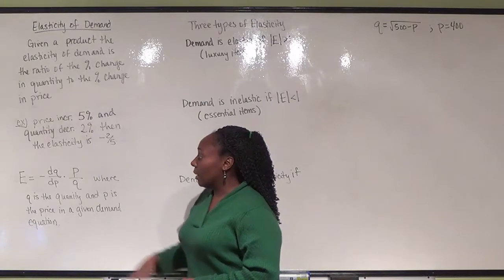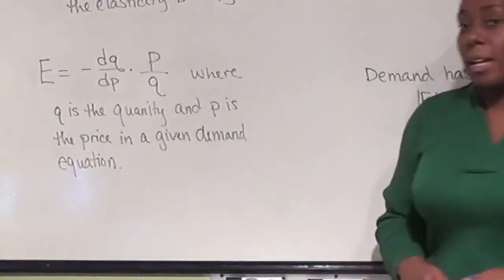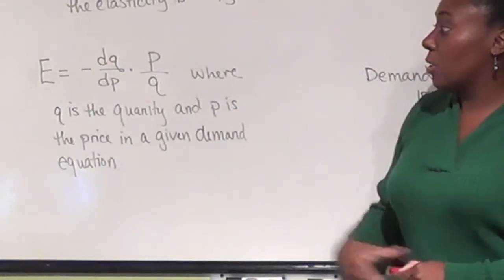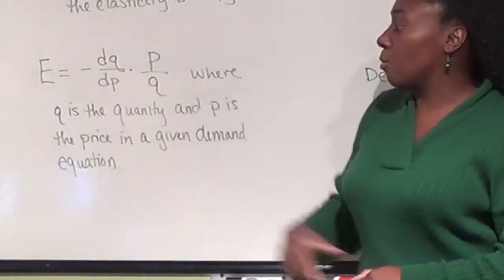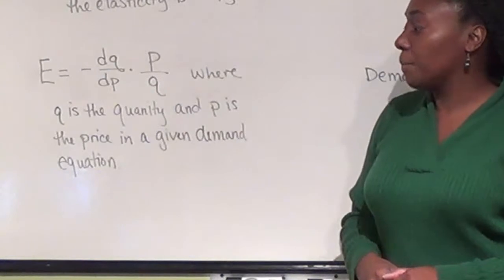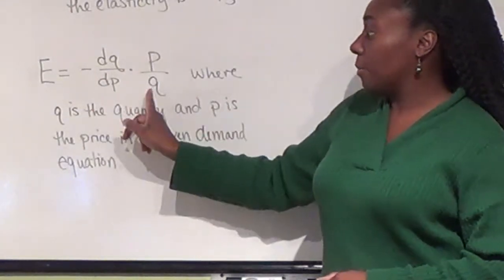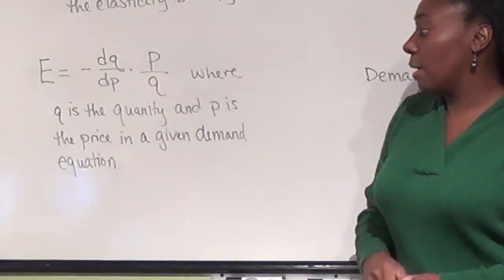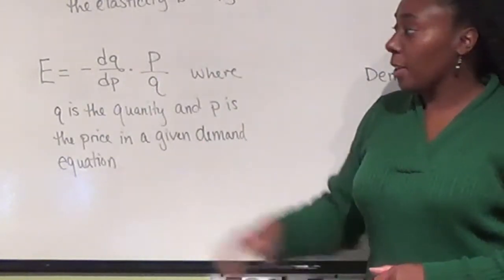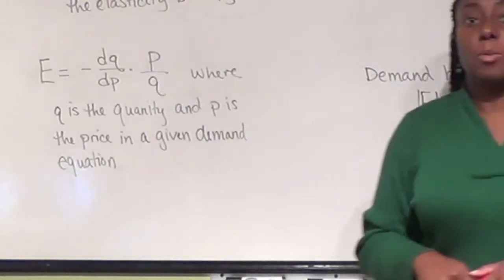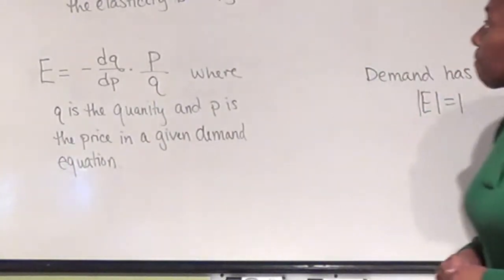Okay. Our equation for the elasticity can be found using the derivative. So we take the negative of the derivative of Q with respect to P times P over Q, where Q is our quantity and P is our price in the given demand equation. And of course, dQ/dP is the rate that the quantity changes with respect to the price.